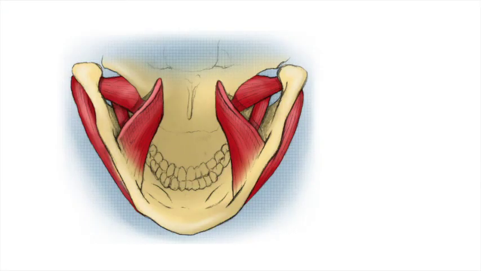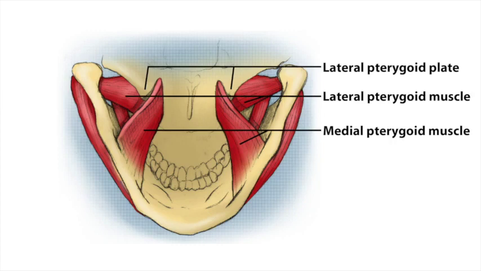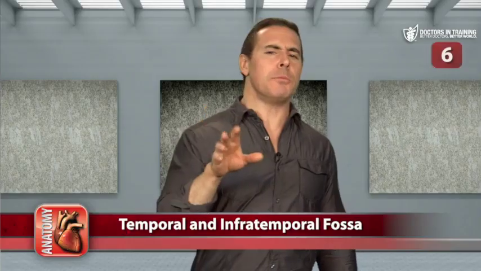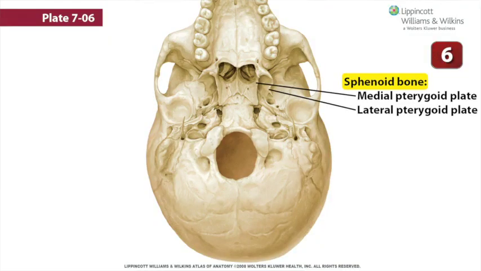They are named according to the side of the lateral pterygoid plate from which they originate. That is, the medial pterygoid muscle originates from the medial side of the lateral pterygoid plate, while the lateral pterygoid originates from the lateral side of the lateral pterygoid plate. You may recall from the solid anatomy lecture on the skull that the lateral and medial pterygoid plates are parts of the sphenoid bone.